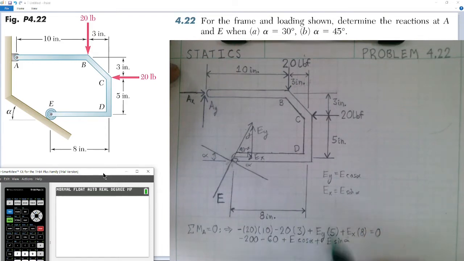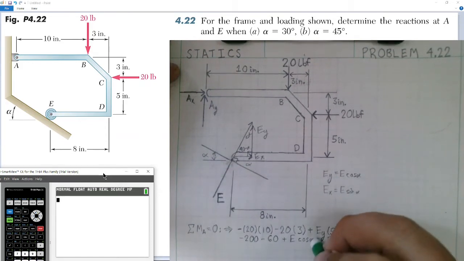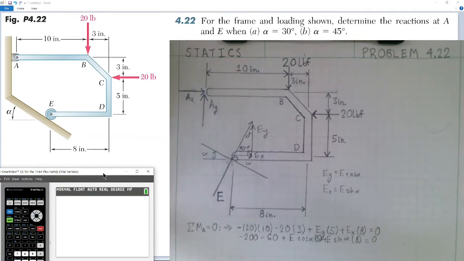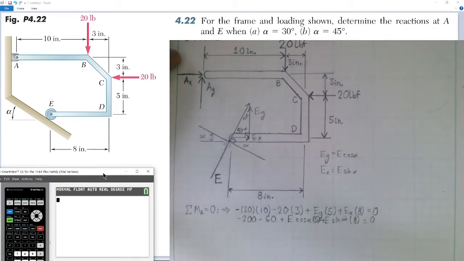We cannot forget to include our distances multiplied times EY and EX, so times 5 plus E sine alpha, which is EX, times 8. This is still equal to 0. So now we can solve for E in a general form and then determine the specific numbers when we plug in our angles of 30 degrees and 45 degrees as asked in our problem.